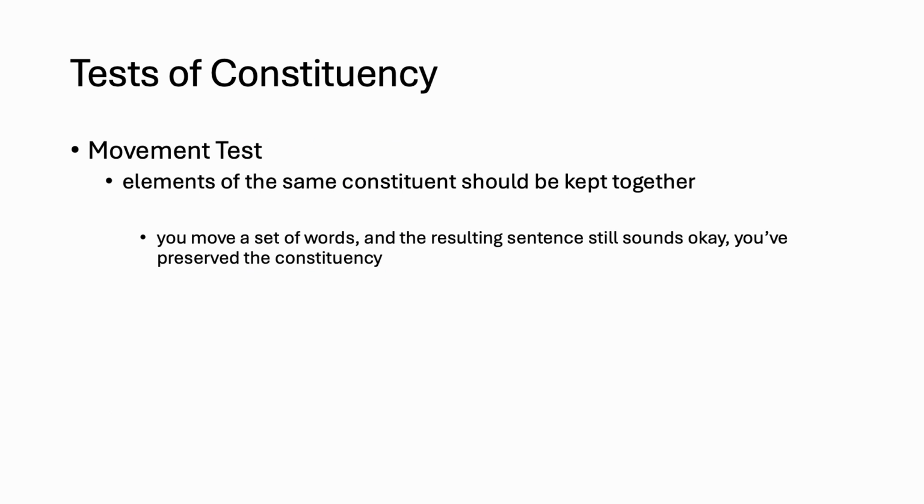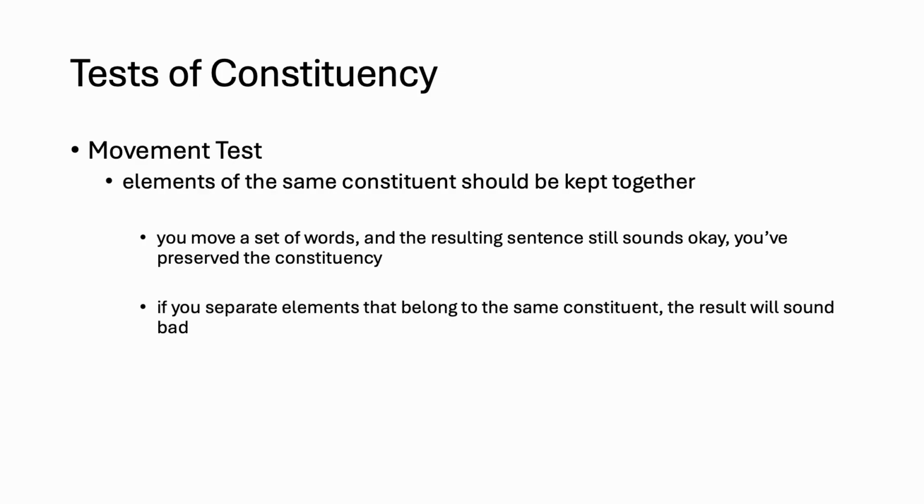Another test would be the movement test. So usually elements of the same constituent should be kept together. So that's actually what we just did. You move a set of words and the resulting sentence still sounds okay. You've preserved the constituency. If it sounds weird, then we've not gotten the constituents right. If you separate the elements that belong to the same constituent, the results will sound bad.